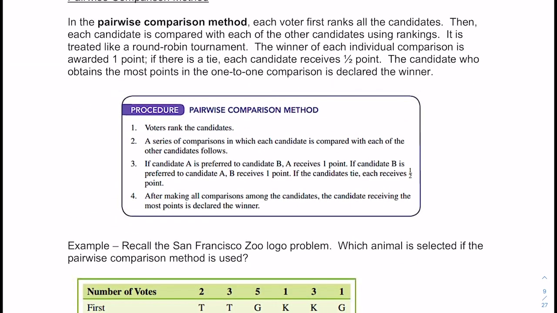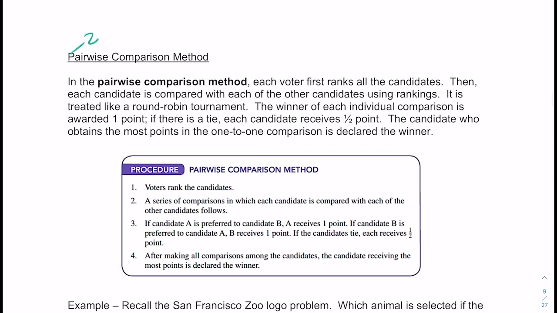Okay, the 4th method we're going to look at for voting is called the pairwise comparison method. Pair means 2, and comparison, you're comparing. So you're comparing 2 of the candidates at a time. We're going to rank them, and whoever the winner is among the pair wins 1 point. If there's a tie, each of the candidates will receive a half a point, and the candidate that obtains the most points in the 1-to-1 comparison is declared a winner.